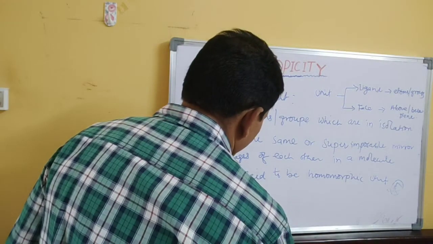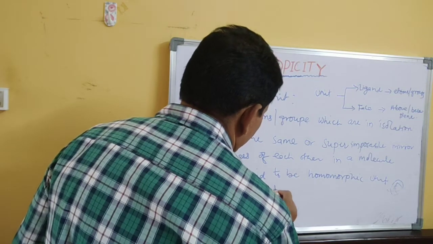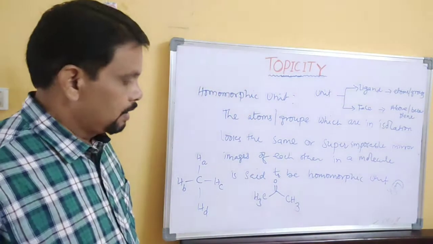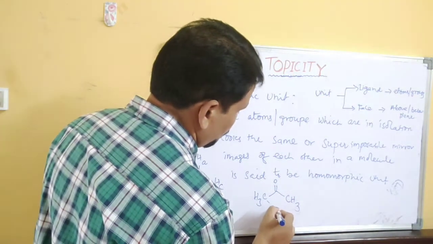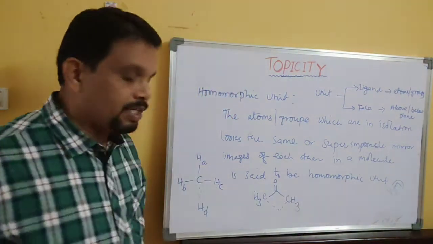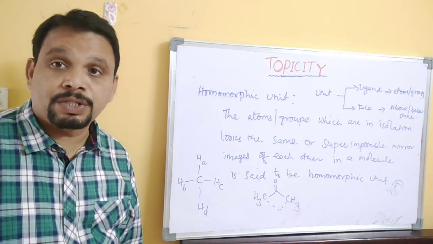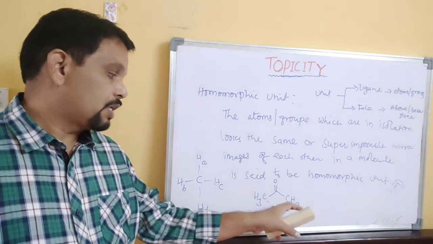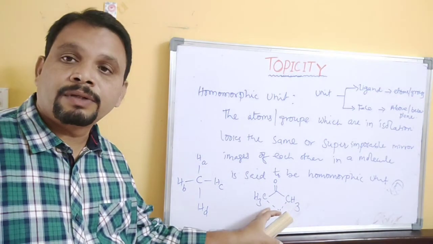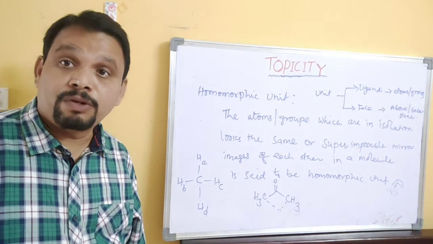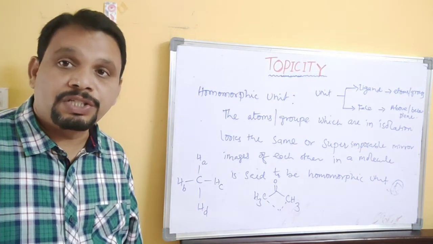I'll give you another example. That's acetone. In acetone, these 2 groups, CH3 and CH3, are homomorphic units because in isolation they are the same, and also they are superimposable mirror images of each other.